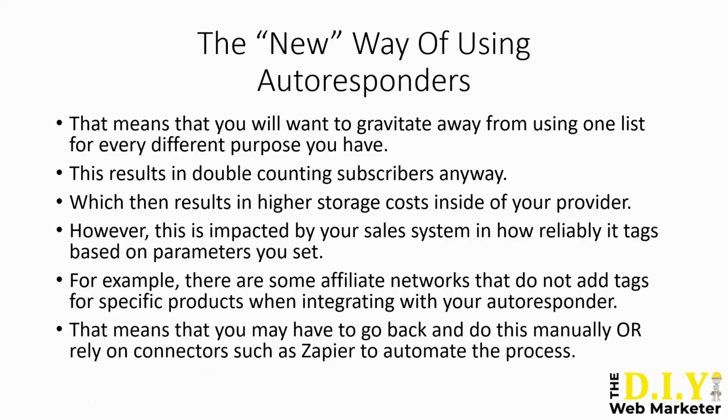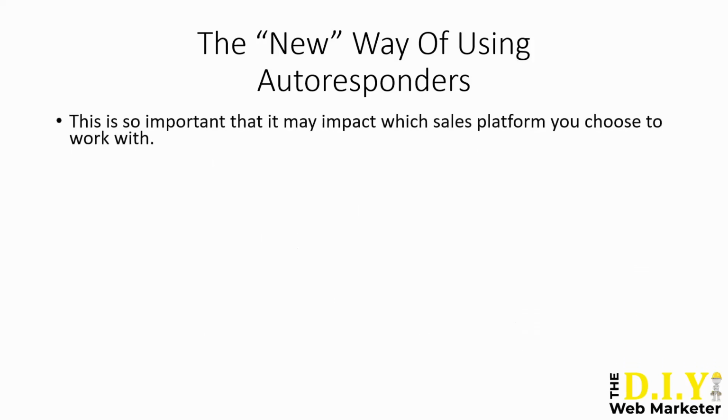That means that what you're going to have to do is go back and do this part manually, and you're going to have to rely on connectors like Zapier. So you've got to make sure, and you might have to test the process to make sure, that every new person that gets added to your list that buys something is actually tagged with the right tag, so that you can do the things inside your autoresponder you're going to be talking about here in this session.